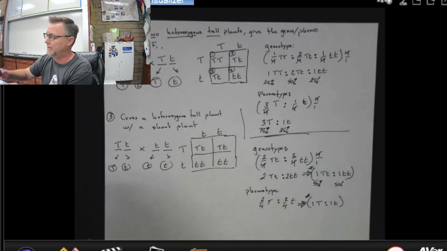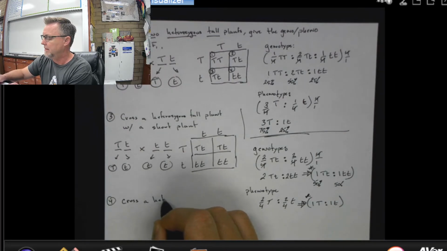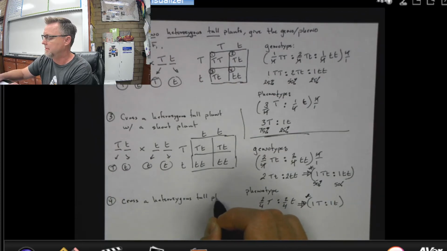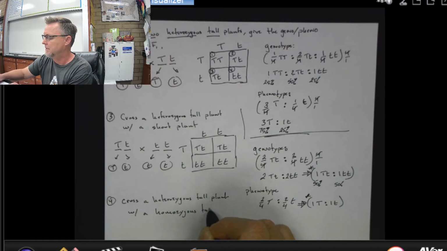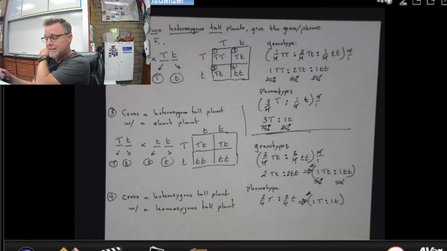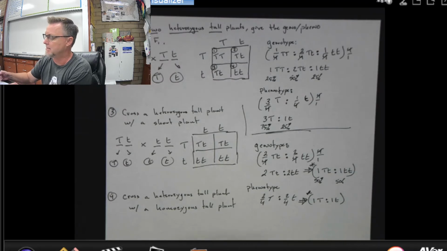Okay? Now, the fourth and final one that we're going to try is we're going to try crossing a heterozygous tall plant with a homozygous tall plant. Okay? So I guess all the offspring are going to be tall. But what's the genotype and what's the phenotype? Okay? Let's look at that. Okay? Heterozygous tall plant with a homozygous tall plant.